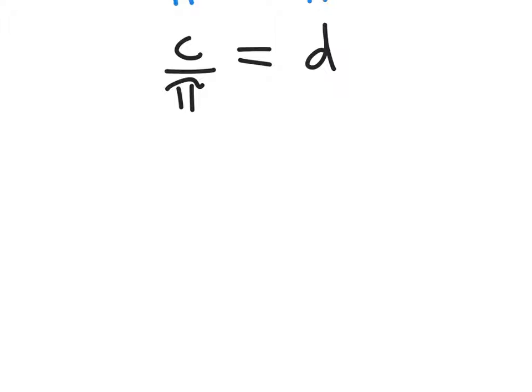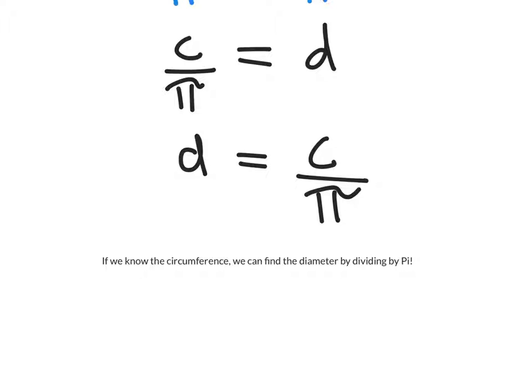And so we can write d is equal to c over pi, c divided by pi. And this means that if we know the circumference, all we have to do is divide by pi to get our diameter. And again, that's something that we're pretty happy about.